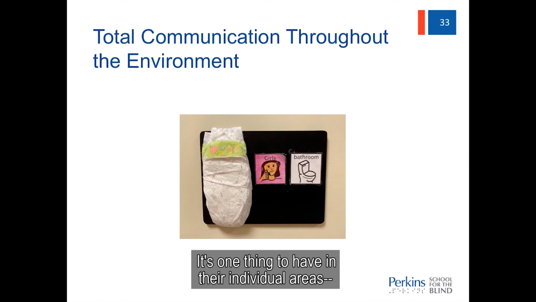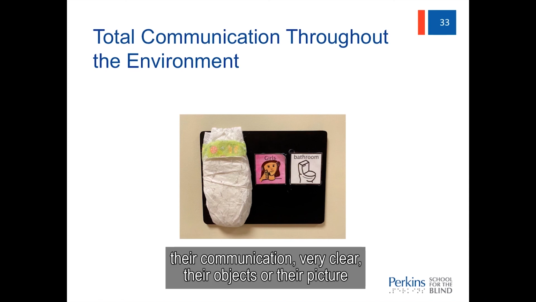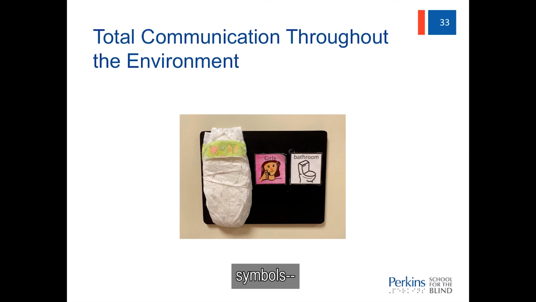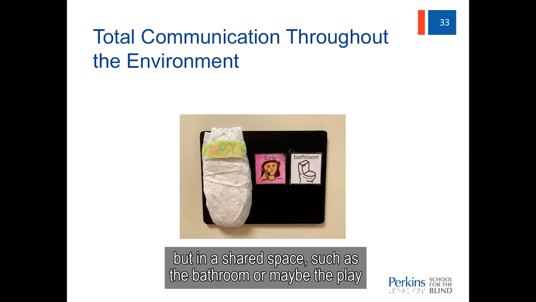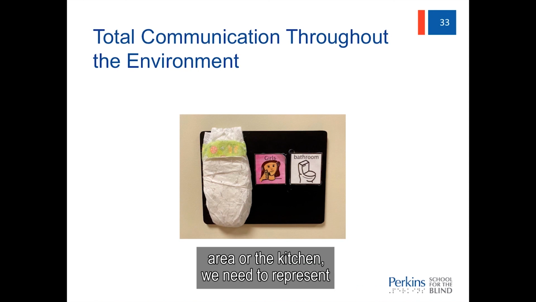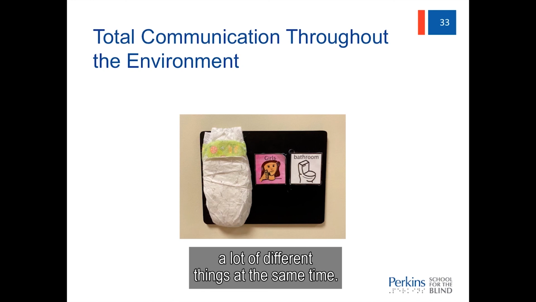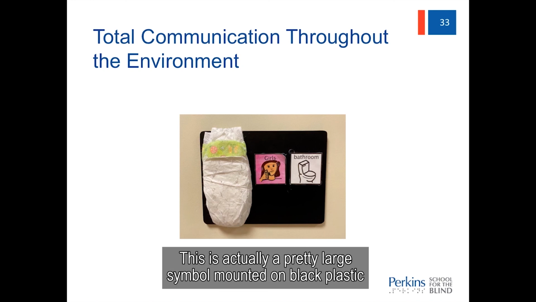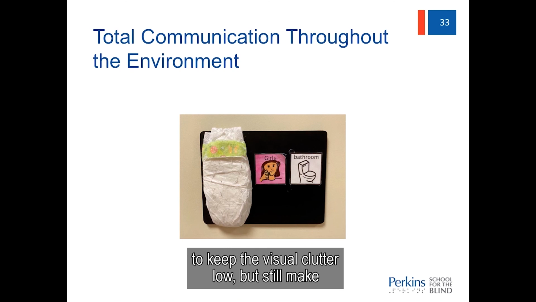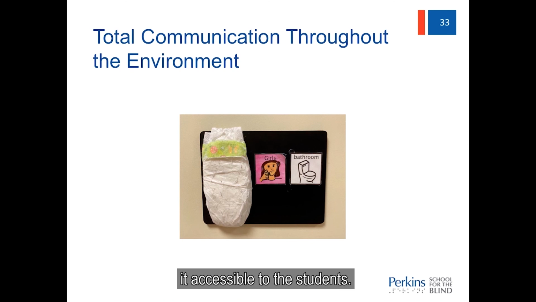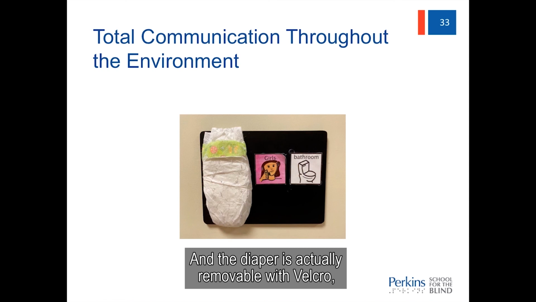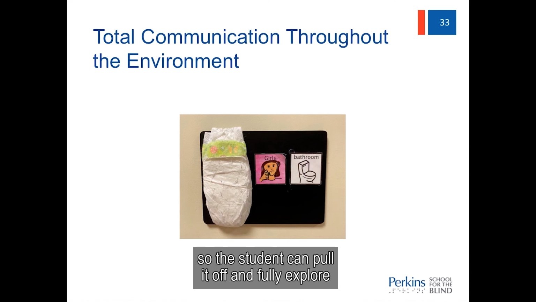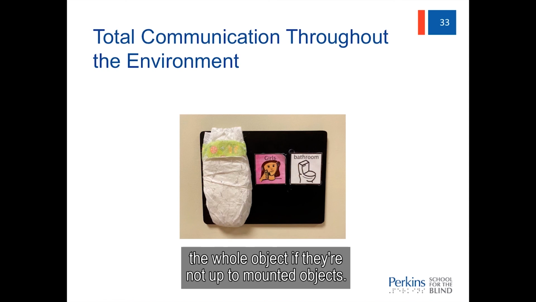It's one thing to have their communication very clear in their individual areas, with their objects or their picture symbols, but in a shared space such as the bathroom, the play area, or the kitchen, we need to represent a lot of different things at the same time. We try to do that without making it too cluttered. This is actually a pretty large symbol mounted on black plastic to keep the visual clutter low, but still make it accessible to the students. And the diaper is actually removable with Velcro, so the student can pull it off and fully explore the whole object if they're not up to mounted objects.